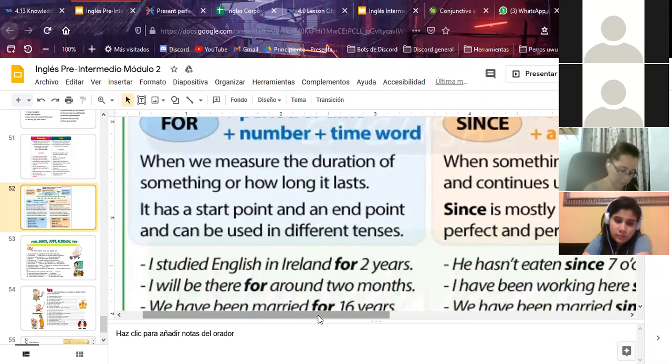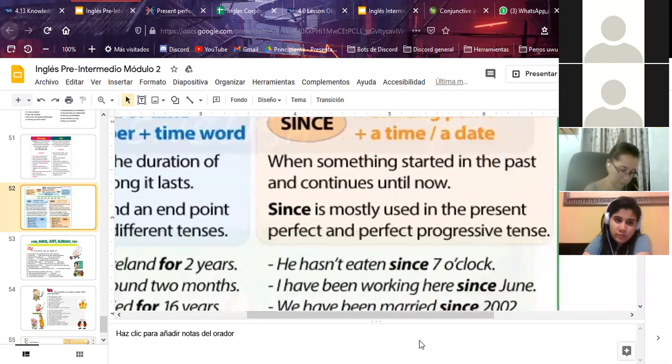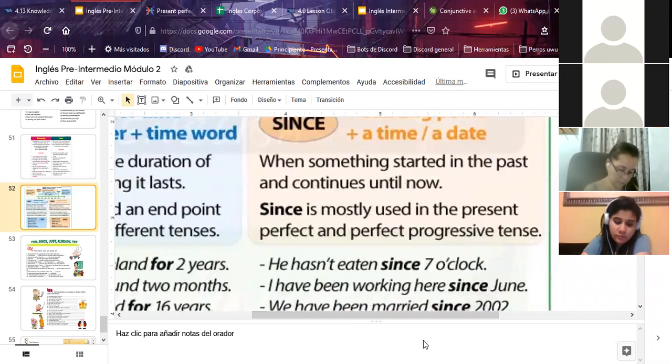Okay, the other one is since. We're going to use since when something started in the past and continues until now. Since is mostly used in the present perfect and present progressive tense. We haven't seen that yet, don't worry.